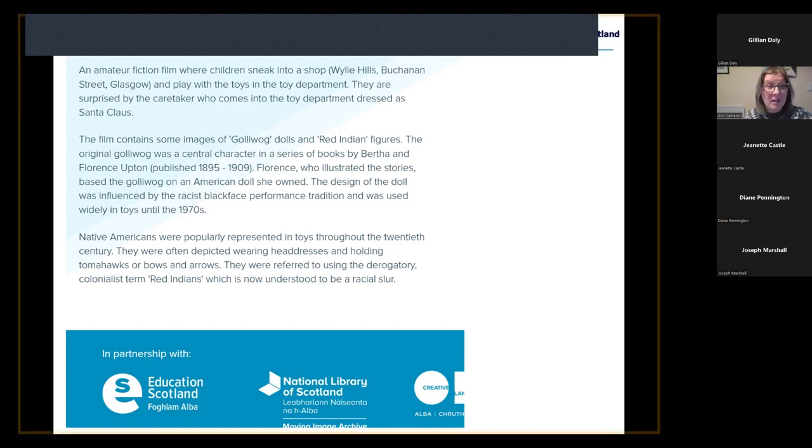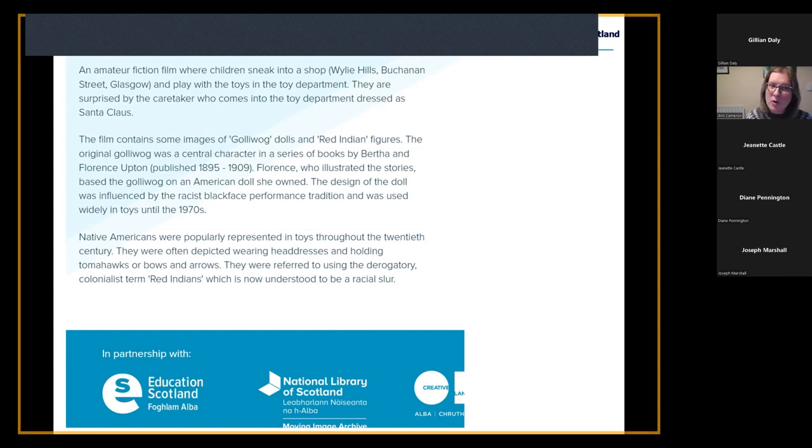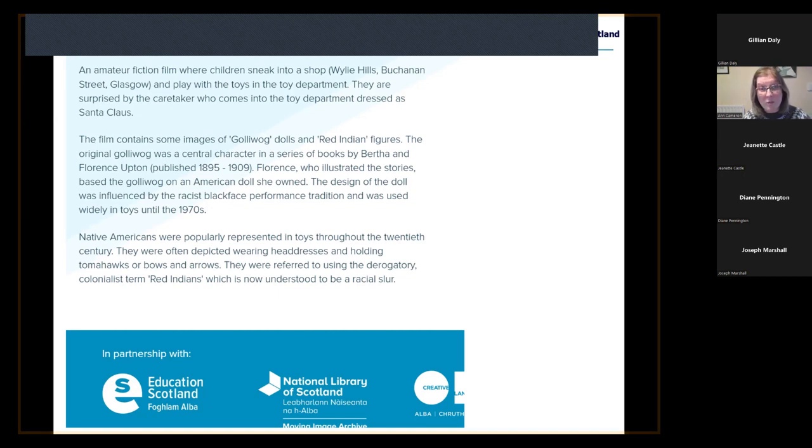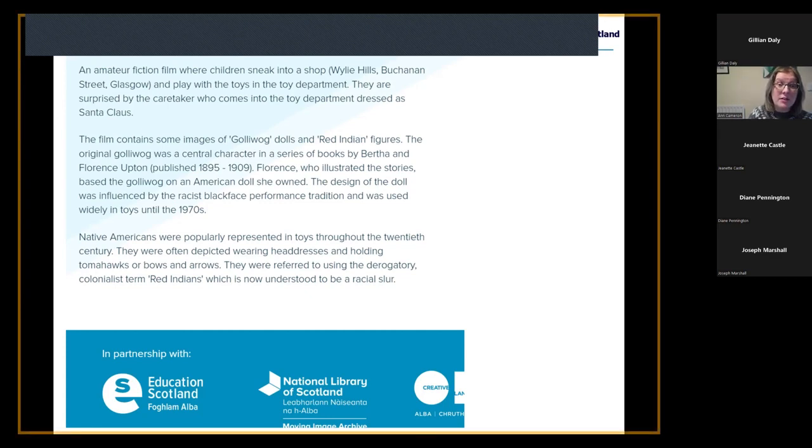So you can see here, we've got a film where children sneak into a toy shop, but some of the toys are gollywog dolls and Red Indian figures. So there's been a bit of context put in about what these are and why they're offensive, and just to warn people. It's really an advisory. So I think that this is something that if we could resource a content advisory in the catalogue, we would. But at the moment, we're not going down that road of actually going through all the films and trying to work out if we need to put content advisories on.